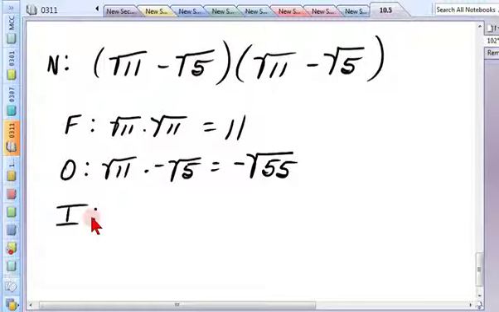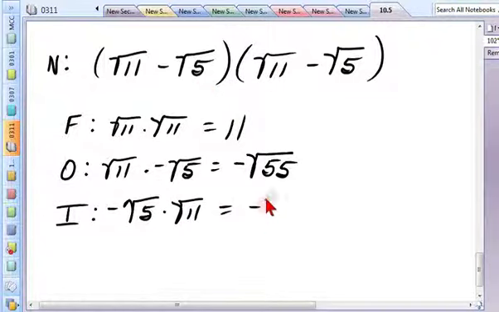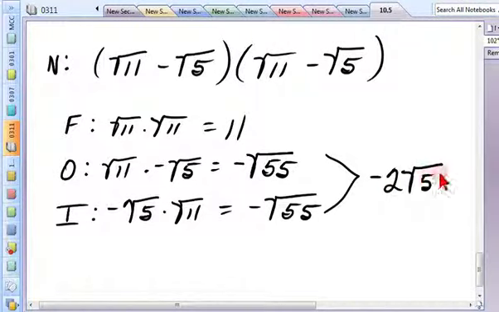Now, I hope you're recognizing that I'm multiplying something that looks like a binomial times itself. Do you remember what happens when you square a binomial? What is always going to be true about the outers and inners? They're going to be the same. Outers and inners are always going to be the same. If you don't remember it, it's certainly fine, because I'm multiplying the inners, the negative square root of 5 times the square root of 11, and I get another negative square root of 55, which is negative 2 square root of 55.